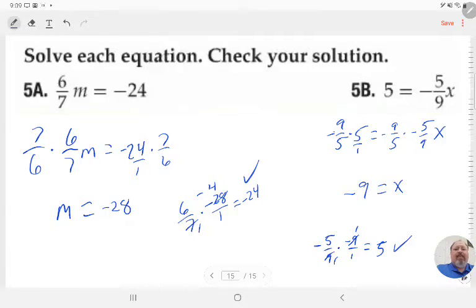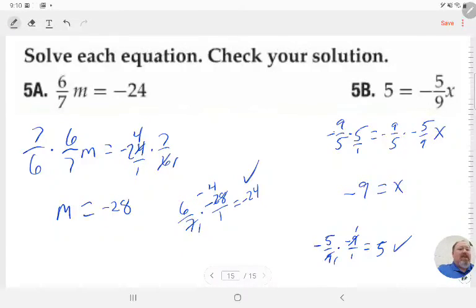Okay, let's see how you did. So 6/7 times m equals negative 24. I would have to multiply by the reciprocal on both sides of 7/6. And when I do that, 6 goes into 6 one time, 6 goes into 24 four times, so negative 4 times 7 would be negative 28. And when I take 6/7 times negative 28, I get negative 24, so it checks.